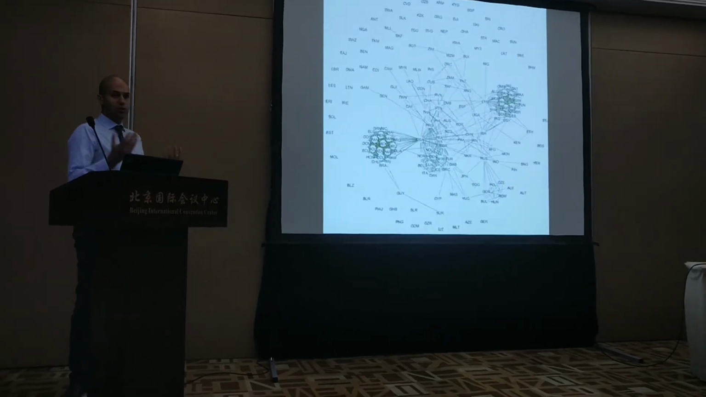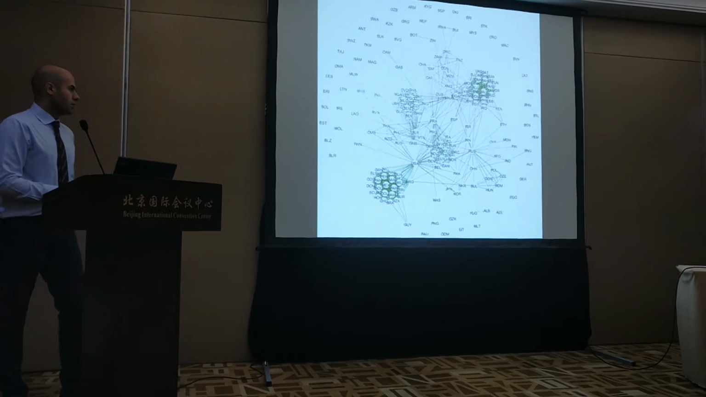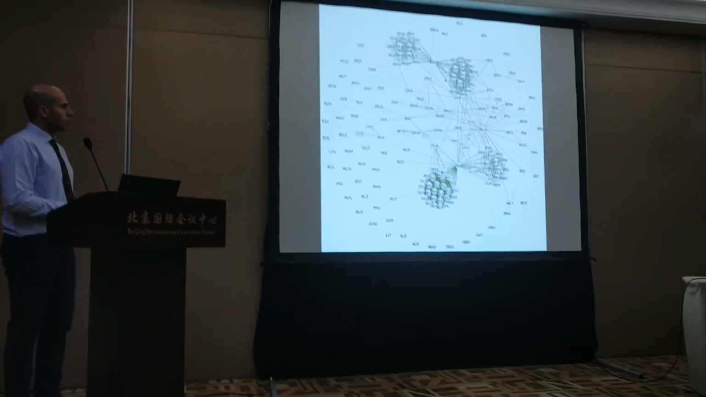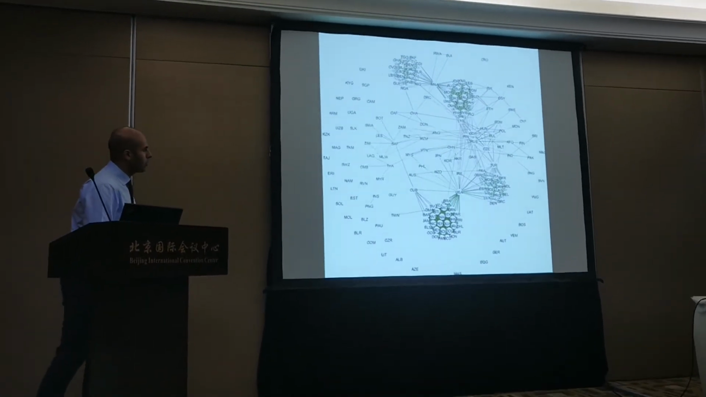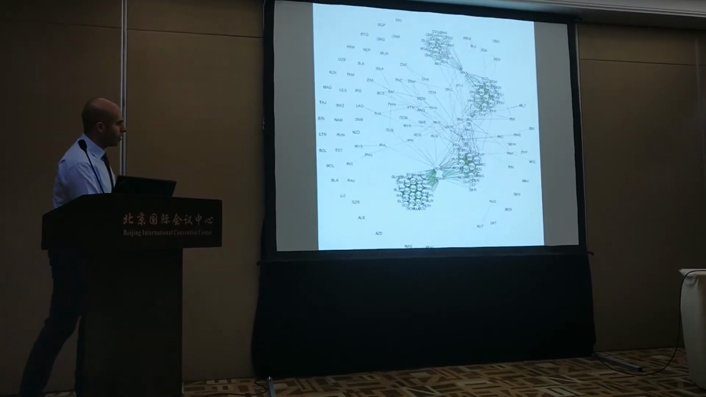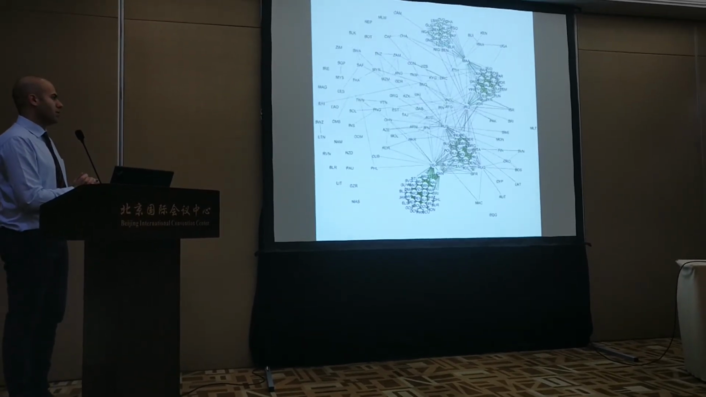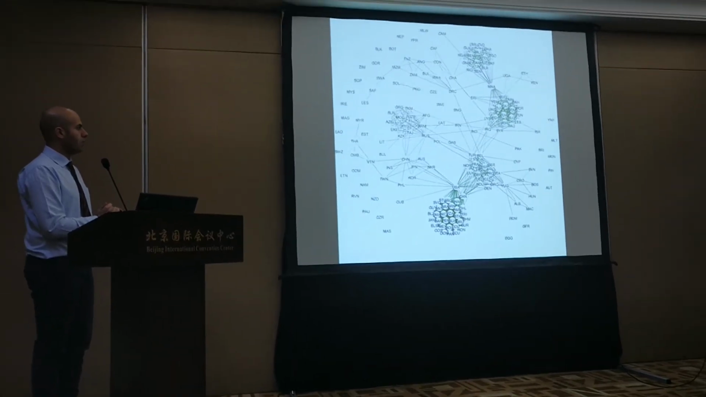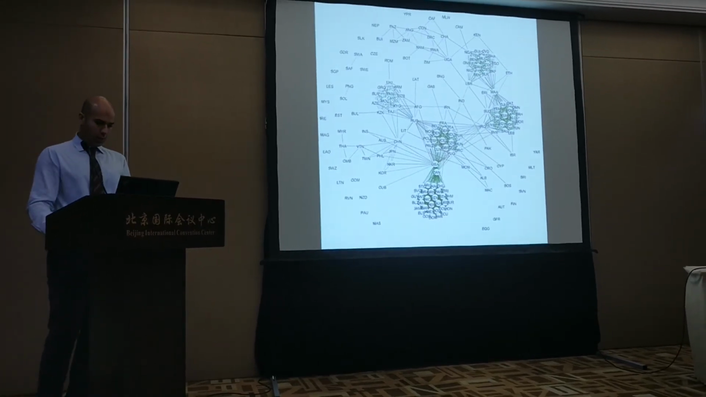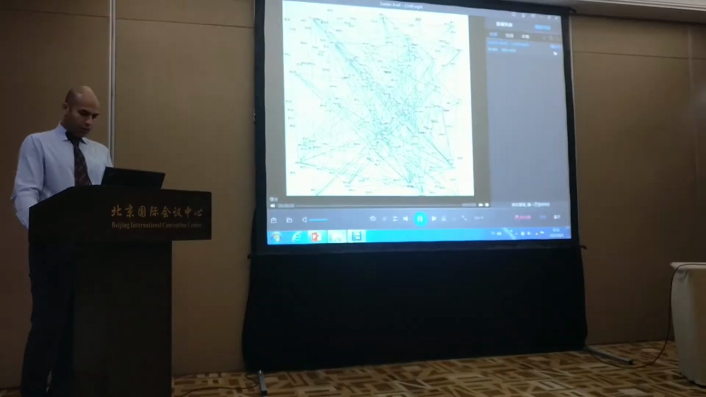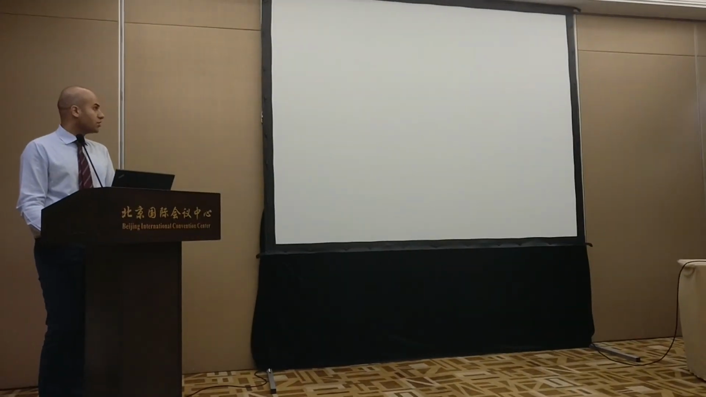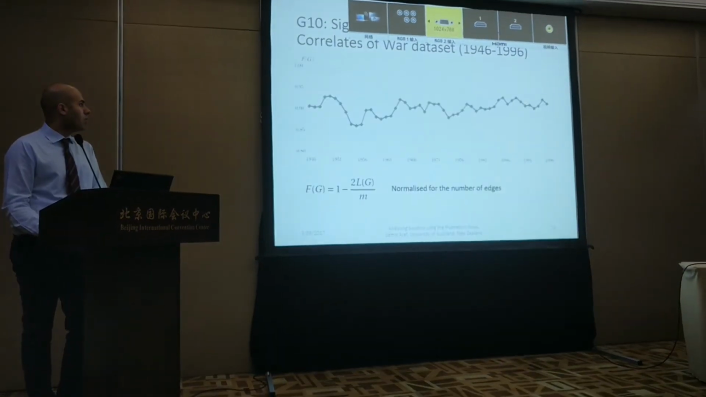We're going to use the frustration index to answer this question. I'm not sure whether the colors are distinctive, but green edges represent formal alliances, and red edges represent enmity between these countries. So that's 1996, and here is the frustration index over time for this network.